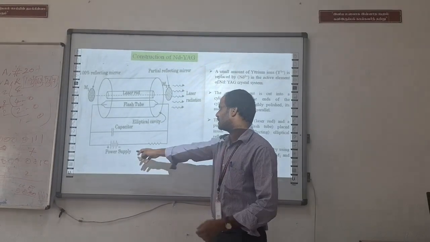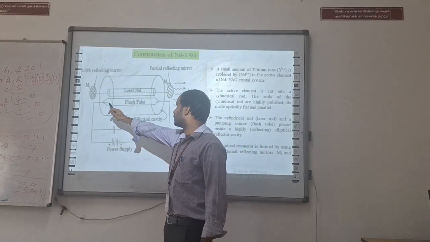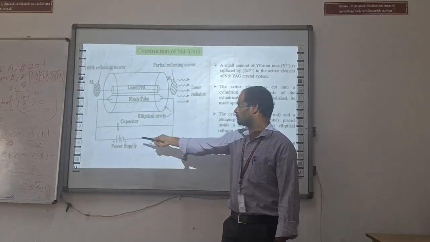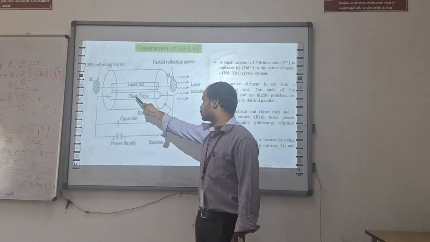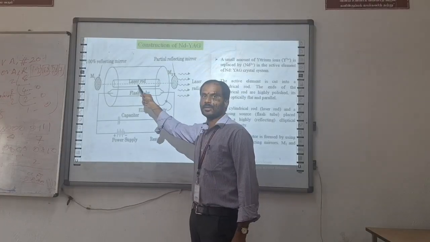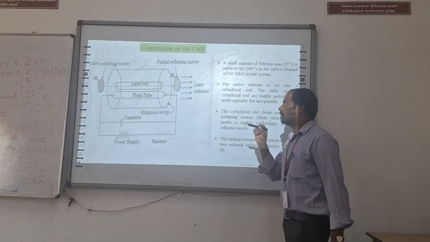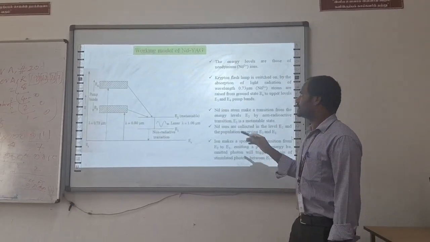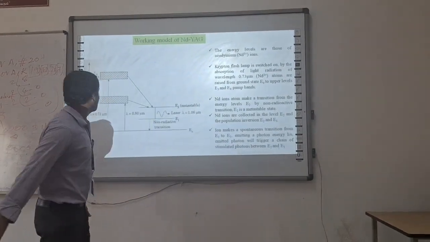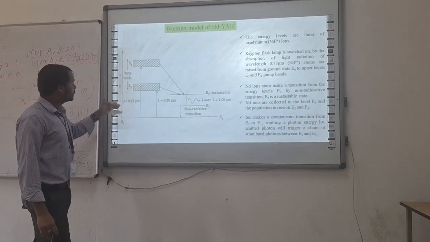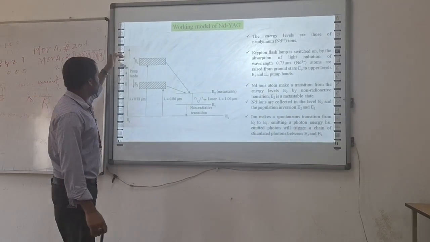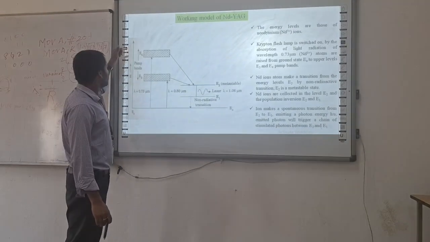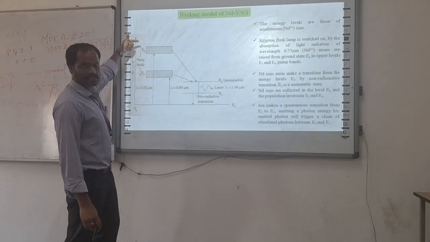Once we switch on the power supply, the xenon flash tube turns on. The ground state atoms are pumped and the process continues in the laser rod. This is the working model of the Nd:YAG laser system. The ground state atoms move to the excited state level, through E1, E2, then E3, then E4, by pumping.